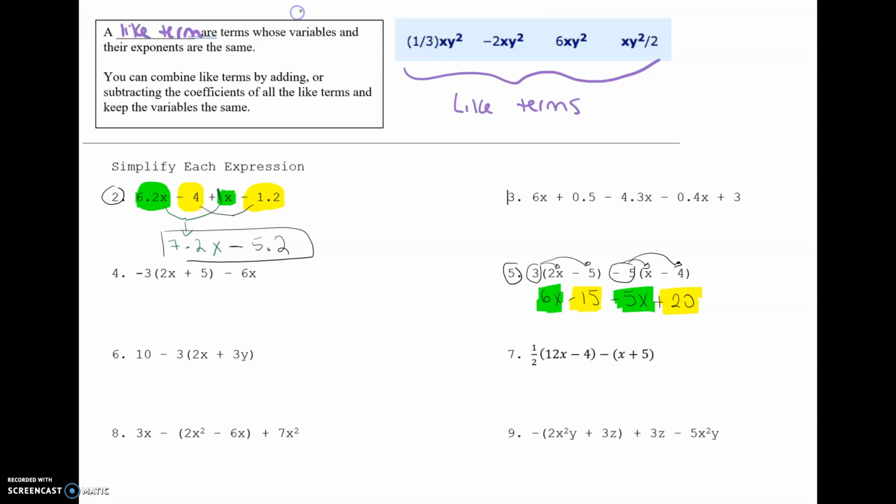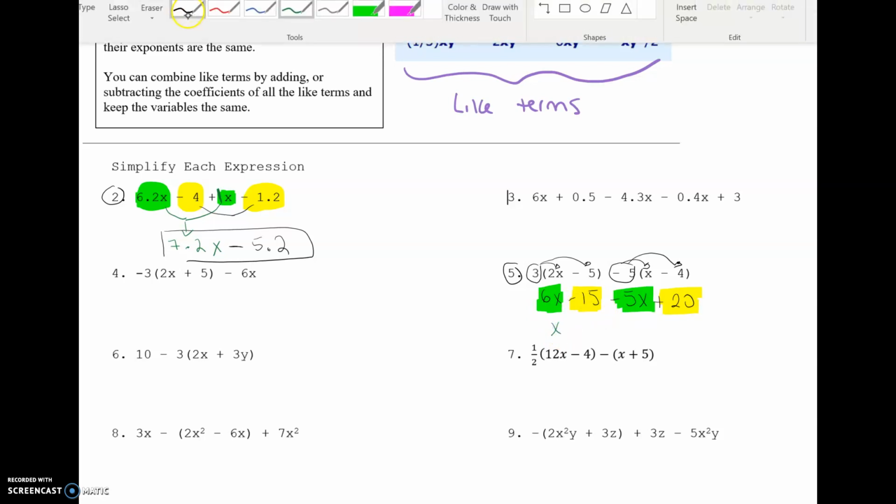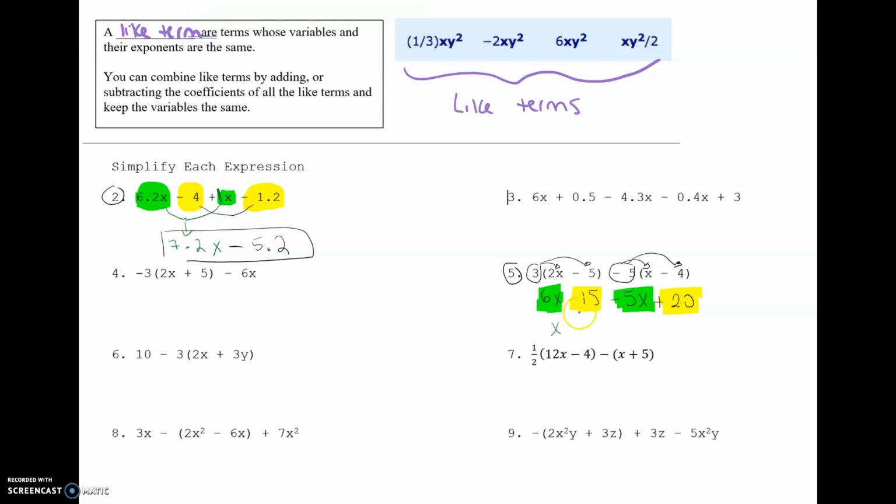And now let's combine. So I'm going to combine my two green terms together. So I have 6x minus 5x, which is just going to give me x. And then I have my -15 plus 20, which is a +5. So that would be the simplified version of this algebraic expression.